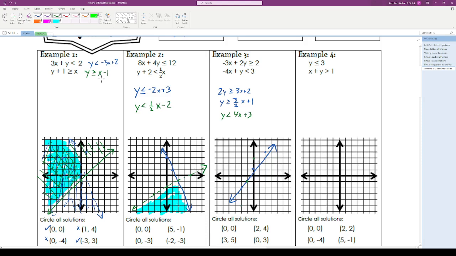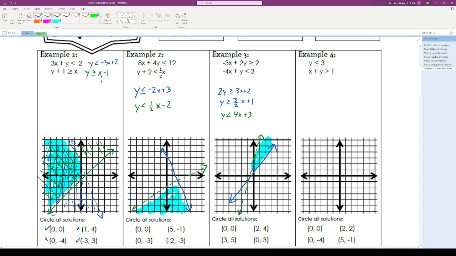And this one does not include the equal to, so we need to draw this as a dashed line. All right, we want to shade in the region that is above the blue graph, but below the green one. So that's going to be starting right here, and it's going to be this area. Let's do the last one, and then we'll look at these points and see which ones are included.